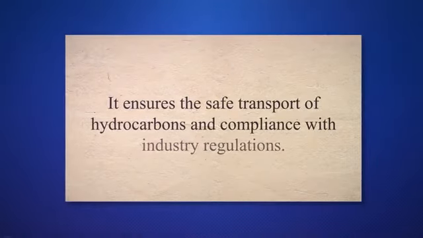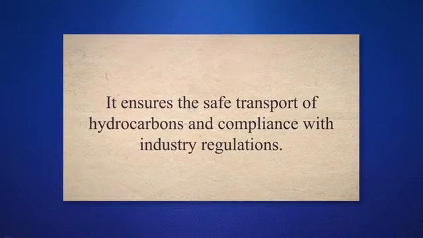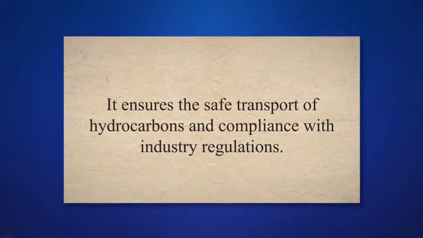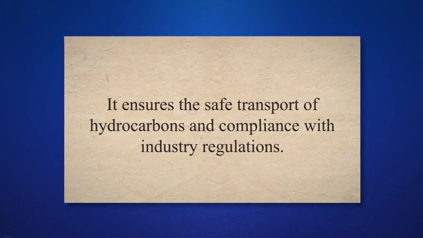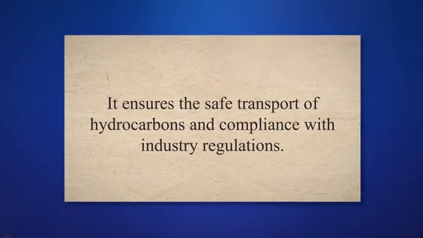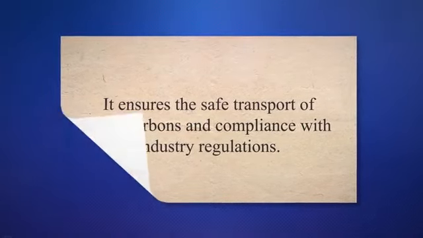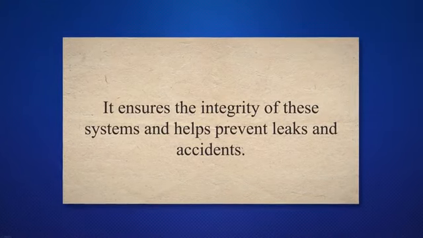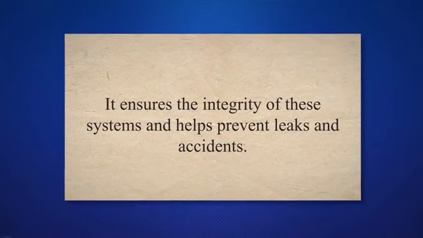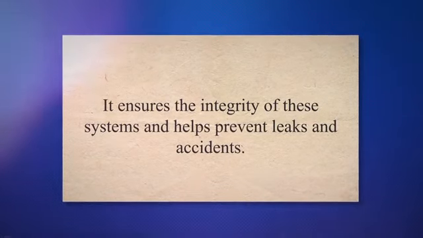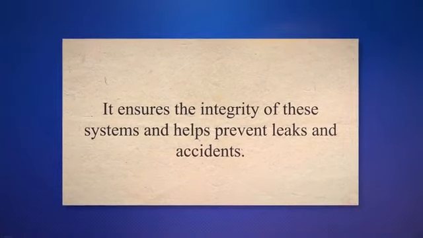Caesar 2 is widely used in the oil and gas sector for designing and analyzing pipelines, offshore platforms, refineries, and petrochemical plants. It ensures the safe transport of hydrocarbons and compliance with industry regulations. In the petrochemical industry, Caesar 2 is instrumental in designing complex piping networks that transport a variety of chemicals. It ensures the integrity of these systems and helps prevent leaks and accidents.